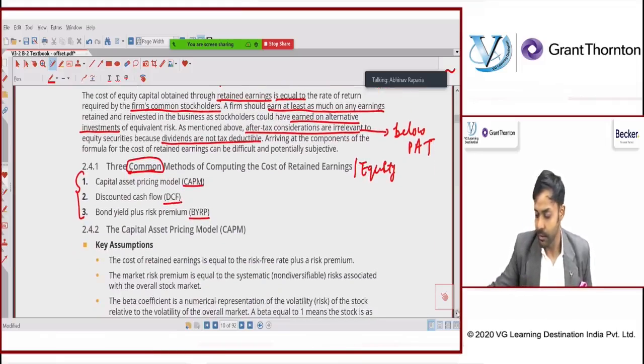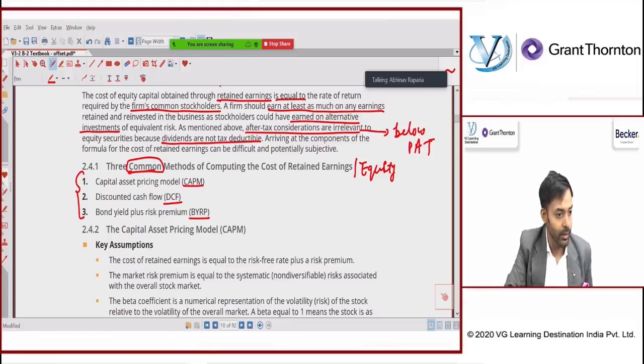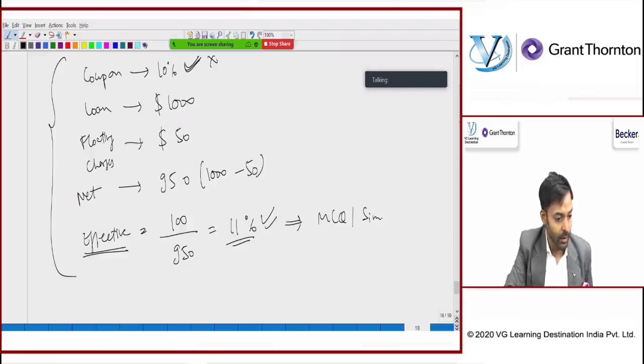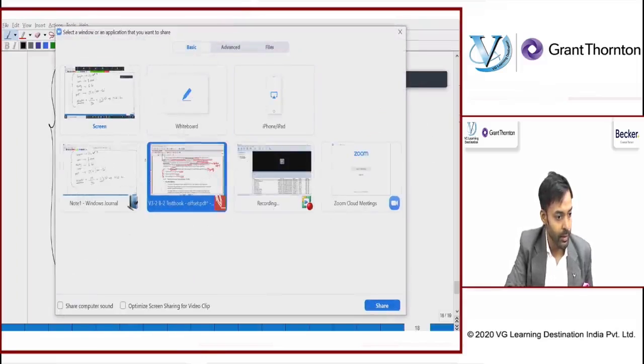Now let's understand the capital asset pricing model, the CAPM model. I think you guys have done it earlier also. I'll just quickly help you out with that.